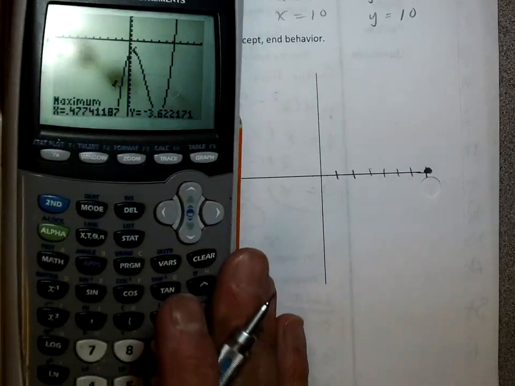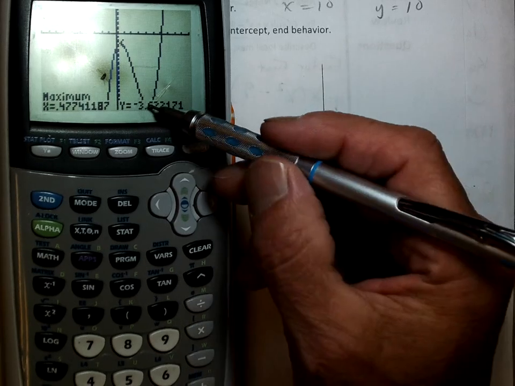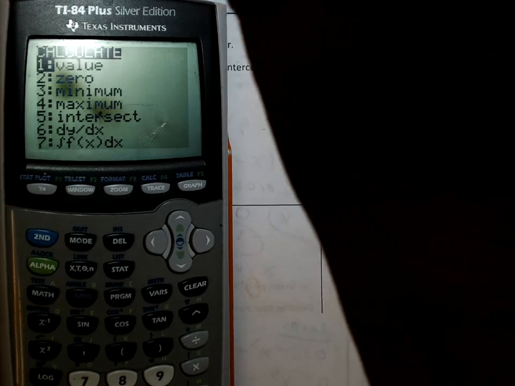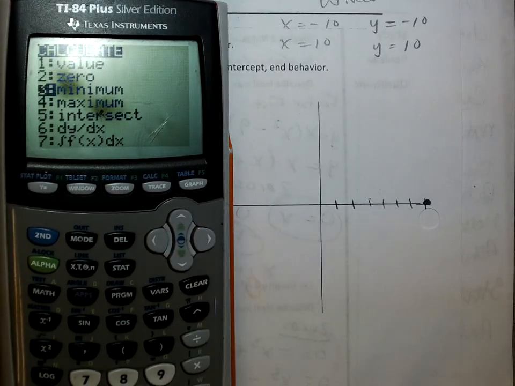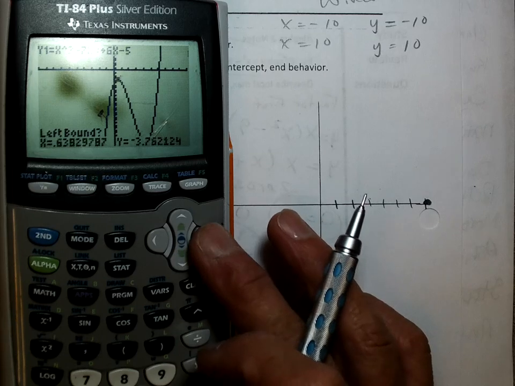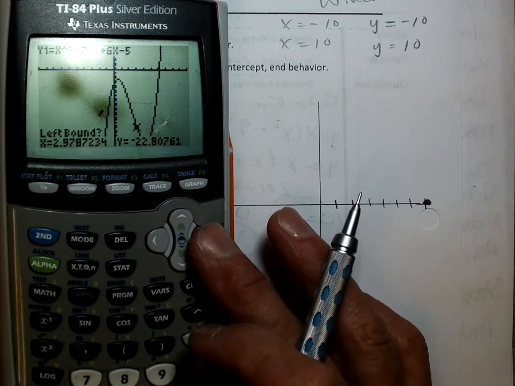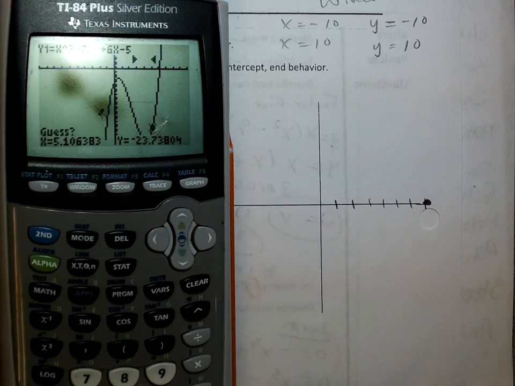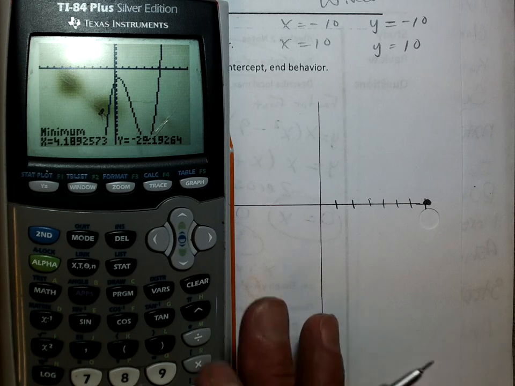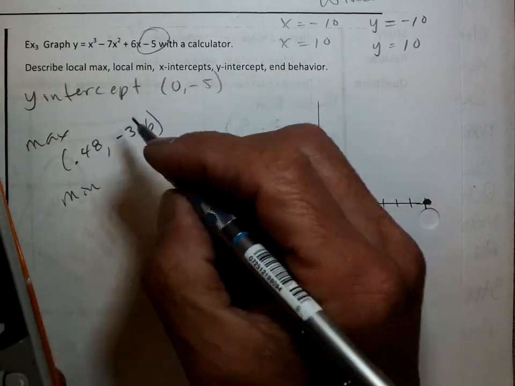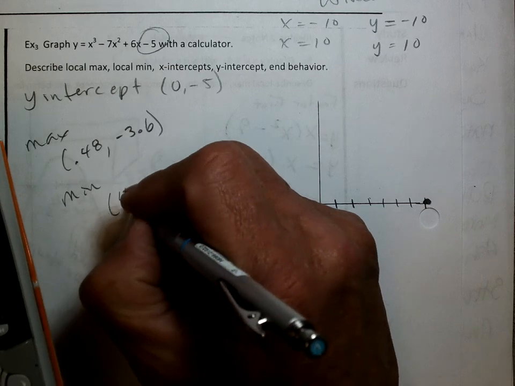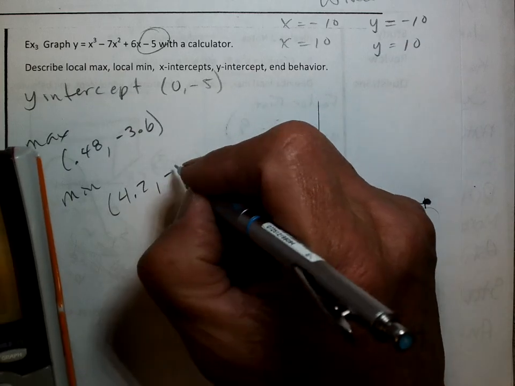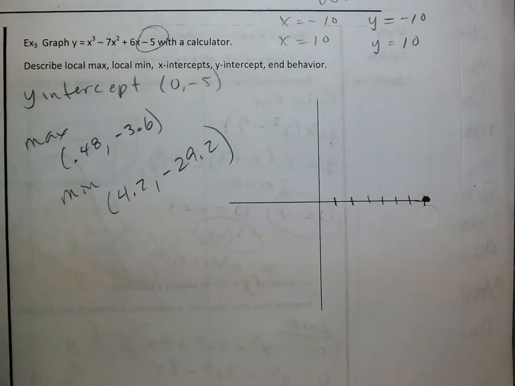My minimum is way down there. So again, I'm going to go to second, calculate, and I'm going to go to my minimum. Left bound, so I take my cursor way over here, enter. Cursor way over here, enter. Guess. I don't really care. And here's my minimum. My minimum is at about 4.2 and negative 29 point, I think it's 2, isn't it? Okay.